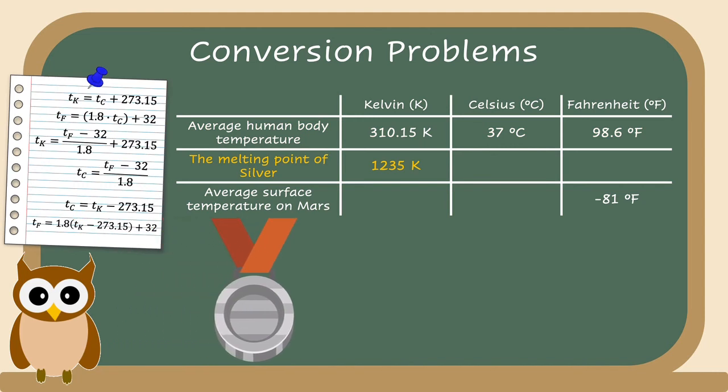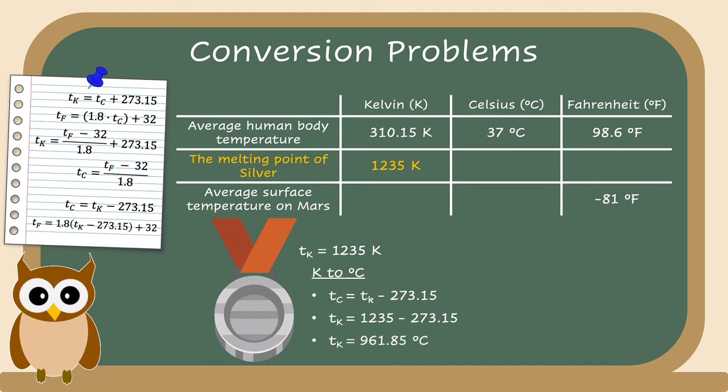Okay, now the second example gives us the melting point of silver in Kelvin at 1235. So we take our starting value as 1235 Kelvin, and to get to Celsius we simply subtract 273.15. So 1235 minus 273.15 gives us 961.85 degrees Celsius.